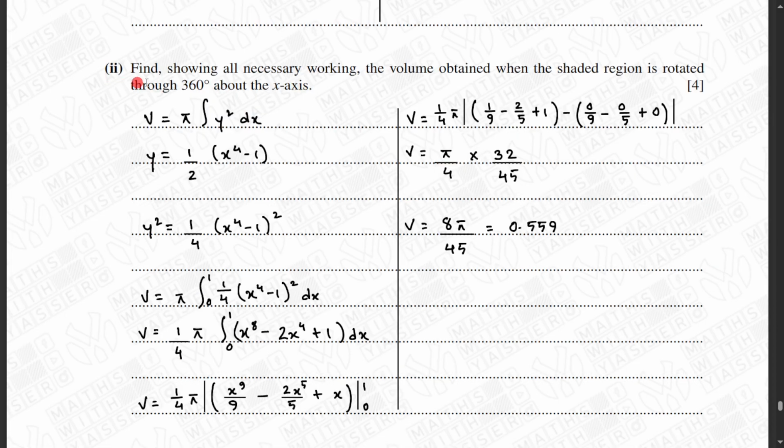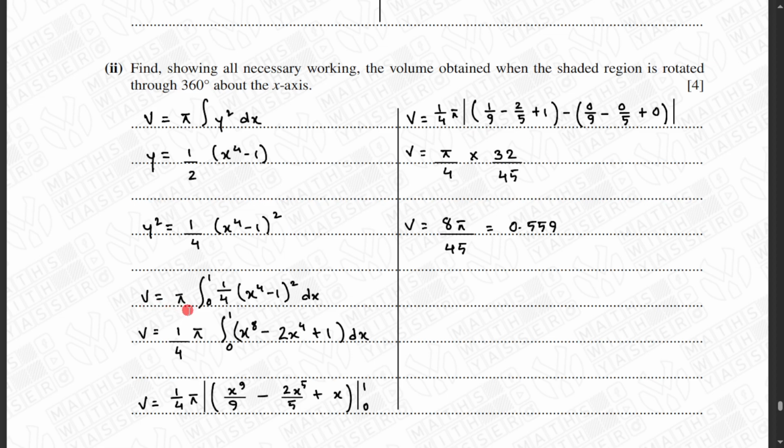For part 2, it says find, showing all necessary working, the volume obtained when the shaded region is rotated through 360 degrees about the x-axis. So for that we need to find y square, because the formula for the volume of rotation is V equals pi integrating y squared dx. We know that y is equal to half of x to the power 4 minus 1. So if I square both sides of the equation, we get y square equals 1 by 4 times (x to the power 4 minus 1) whole square.